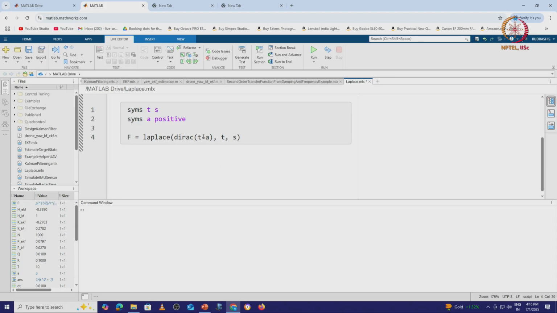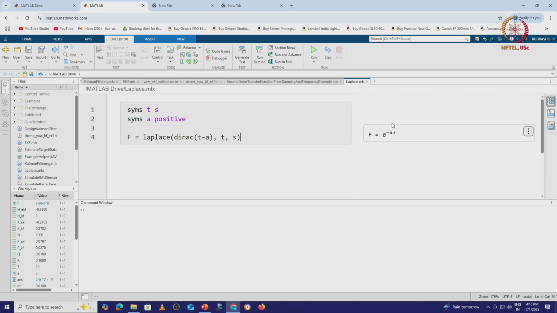But when it's t minus a, that means the Dirac delta function is getting delayed by unit a, right? We have seen in the lecture that when there is a delay element and we take a Laplace transform, it comes in this shape. So f becomes e to the power minus as. Whatever the function, if we delay it by some unit, then when we take a Laplace transform, it will come like this.